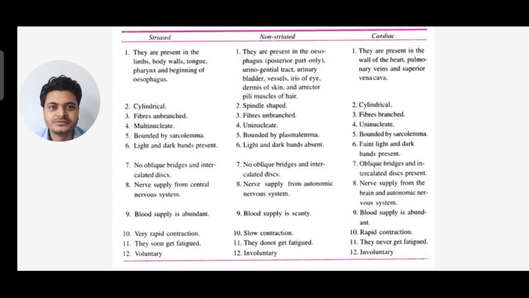One more is here. So many differences are here. You can take notes from here. Like for striated muscle, blood supply is abundant, but in non-striated blood supply is scanty, and in cardiac blood supply is abundant. Right. The striated muscles are cylindrical, non-striated are spindle shaped, and cardiac are cylindrical. So from this chart, you can copy down the differences. Many are there. Copy down at least 10.